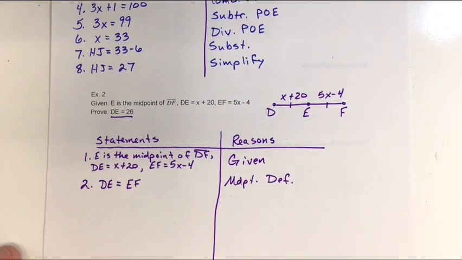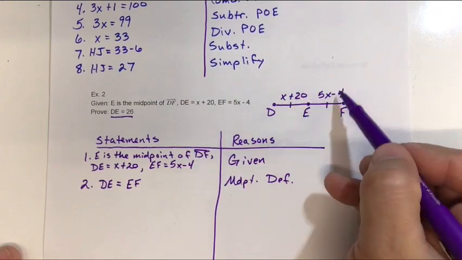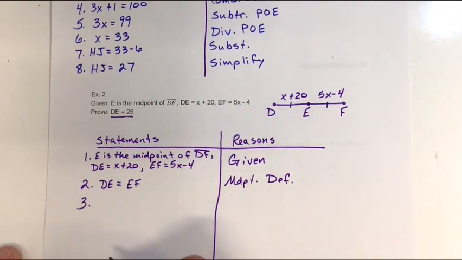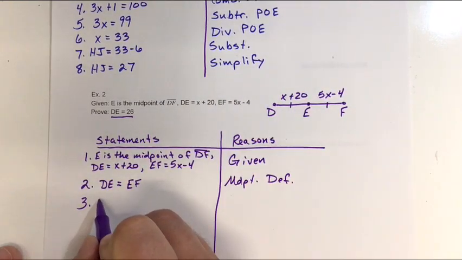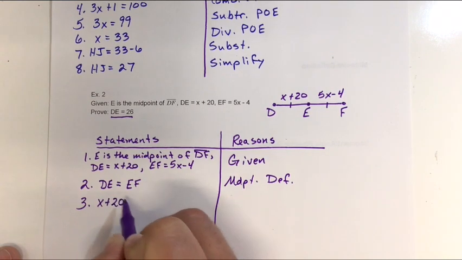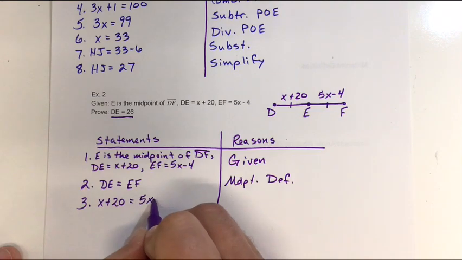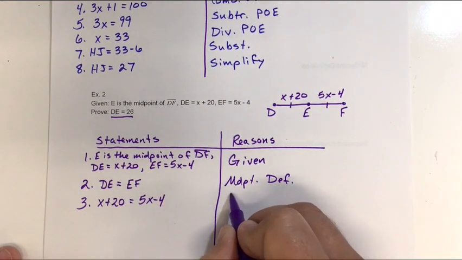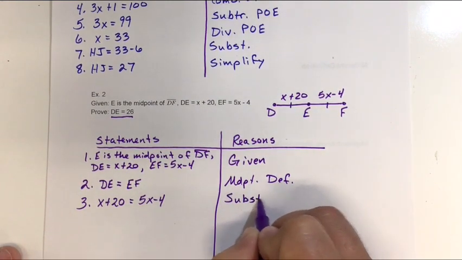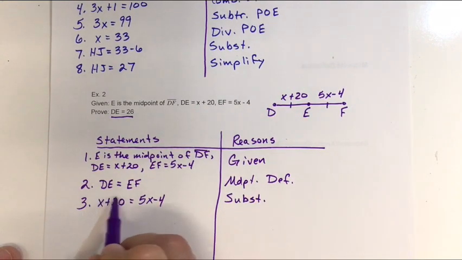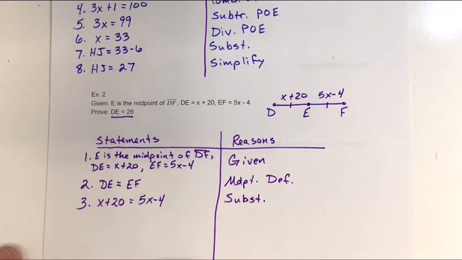And then from there I can substitute in and get my equation. Instead of DE, I want to use x plus 20. And instead of EF, I want to have 5x minus 4. And the reason, again, is substitution, because I plugged in equivalent values or equivalent expressions for those labels.